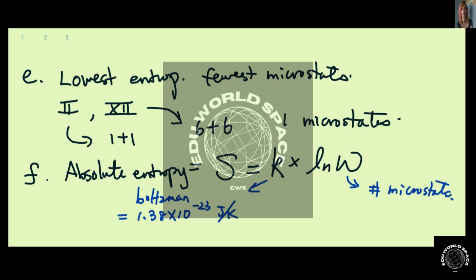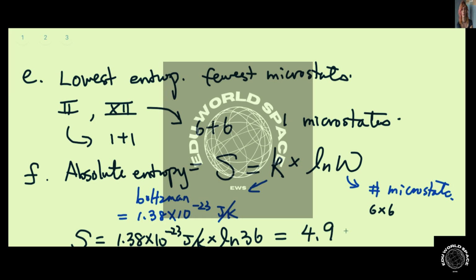From part A, we know that the total number of microstates is 6 times 6. So the absolute entropy will be equal to 1.38 times 10 to the minus 23 joules per Kelvin times ln of 36, and that will be equal to 4.9 times 10 to the minus 23 joules per Kelvin.